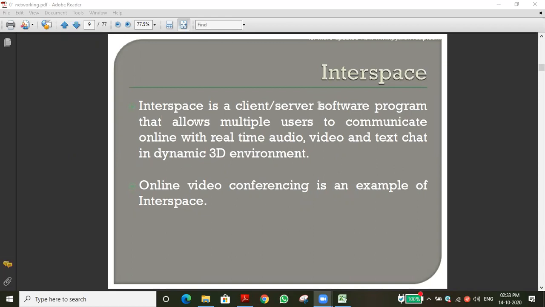Now the technology is so advanced that we have video calls or virtual calls. Likewise, we are doing that. That is the interspace. Internet we have seen, intranet we have seen, and interspace we have done. Okay. Let us go to the next concept.